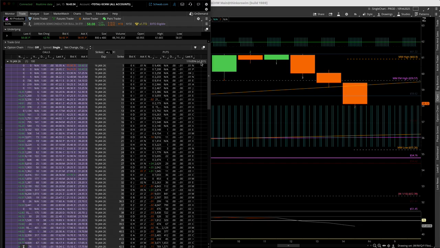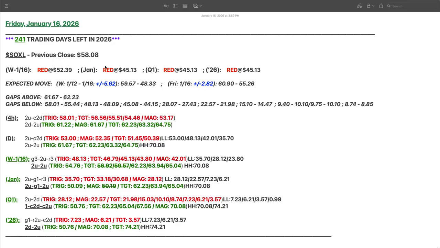If we look over here to the right, we've got a number in parentheses. It's plus or minus 2.82, and that is the market makers expected move. They expect a move of plus or minus $2.82 in Friday's price action from the close of Thursday, which was 58.08. So if we go over to our notes here, we can see 58.08 was the close. You add $2.82 to it, you get 60.90. You subtract $2.82 from that, you get 55.26. So we have an expected range of 60.90 to 55.26 for the price action on Friday.